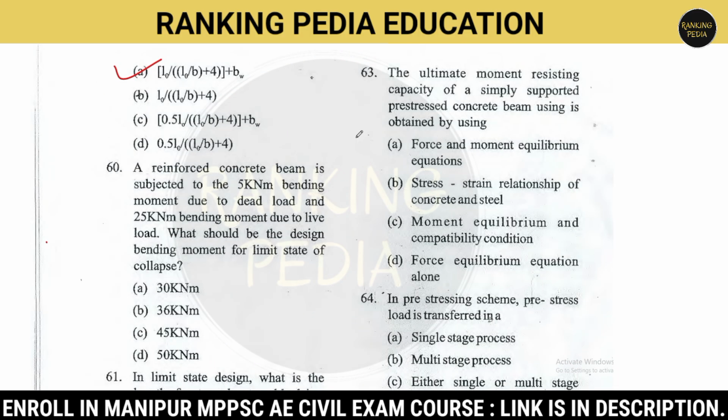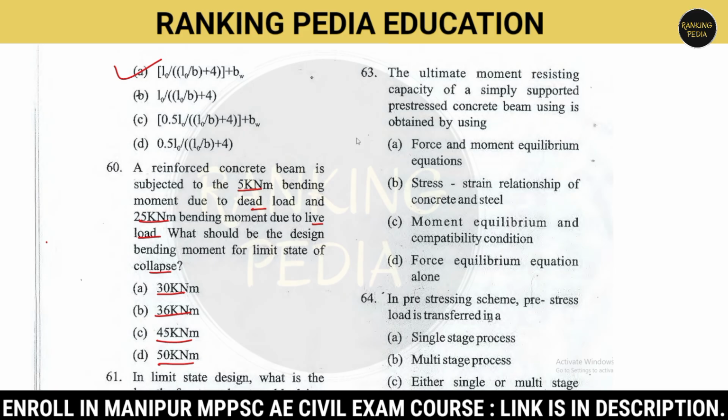Next question is question number 60. A reinforced concrete beam is subjected to 5 kilonewton meter bending moment due to dead load and 25 kilonewton meter bending moment due to live load. What should be the design bending moment for limit state of collapse? Your options are: A, 30 kNm; B, 36 kNm; C, 45 kNm; D, 50 kNm.